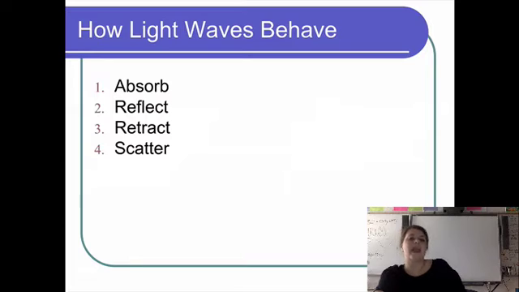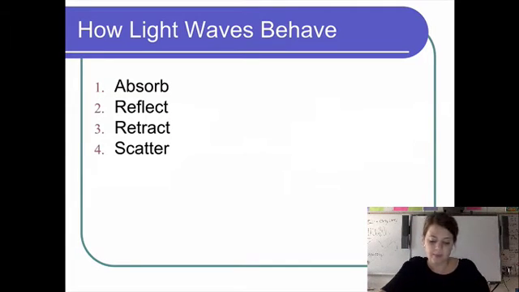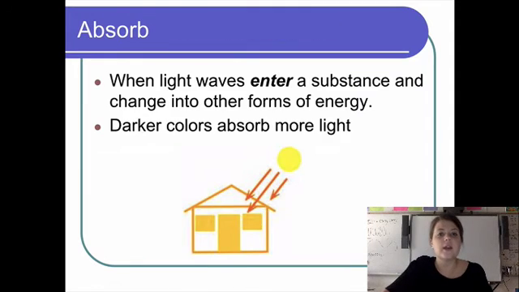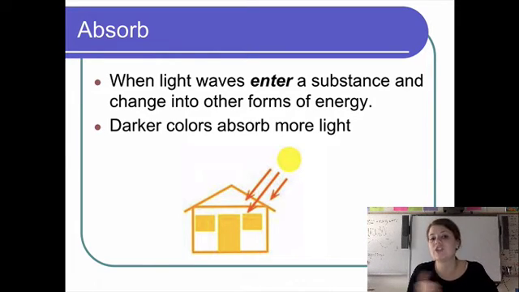So light waves behave in a certain manner. We've talked about absorption and reflection, but they do a couple others as well. When light is absorbed, it's just kind of like a sponge soaking up water. It enters a substance and changes into another form of energy. So that object then has all of that energy that came from that light wave. As we talked about, darker colors are going to absorb more light. If you want to stay warm, wear dark colors. If you want to stay cool, wear lighter colors.